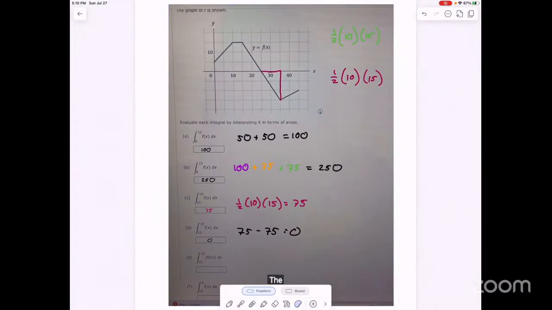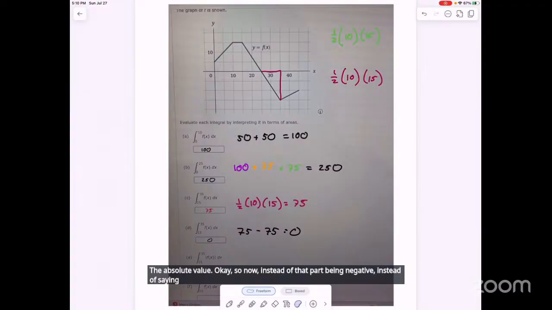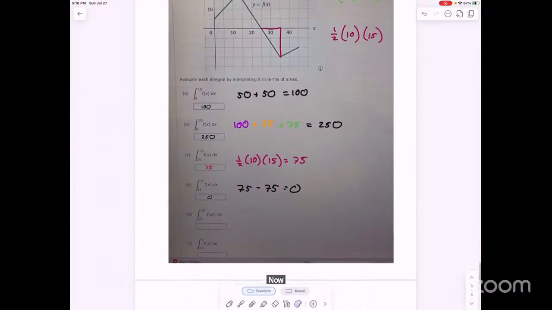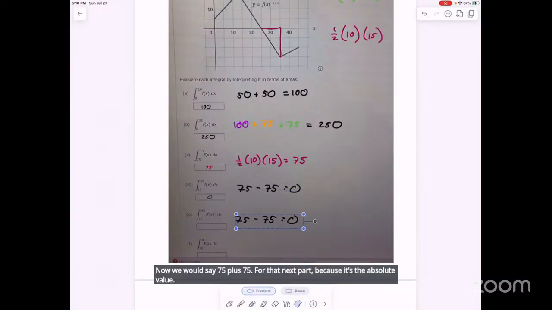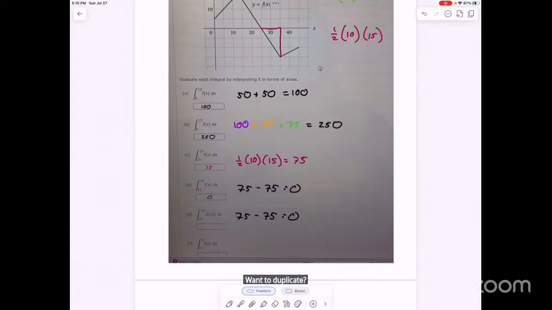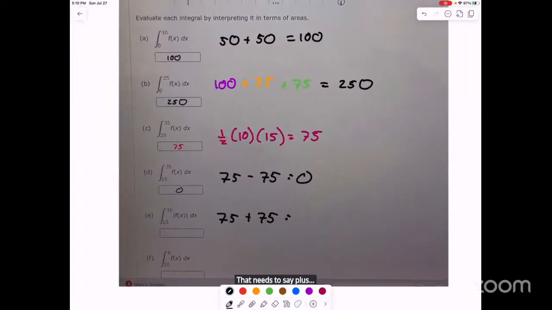The absolute value. Okay, so now instead of that part being negative, instead of saying 75 minus 75, now we would say 75 plus 75 for that next part, because it's the absolute value. That needs to say plus. 75 plus 75 is 150 square units.